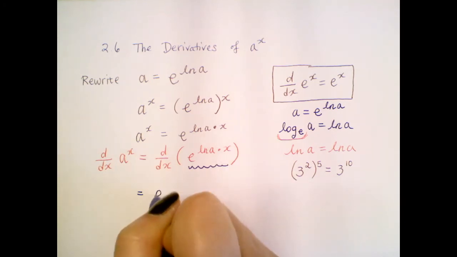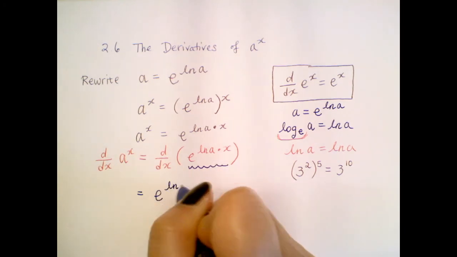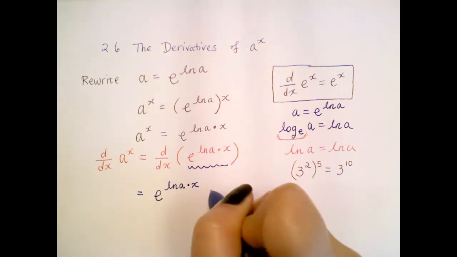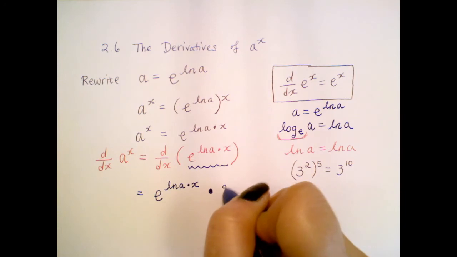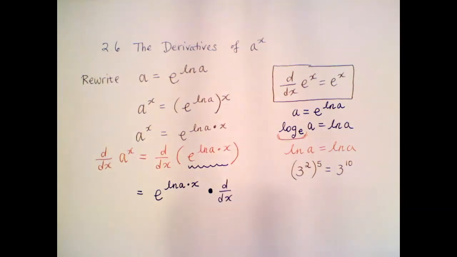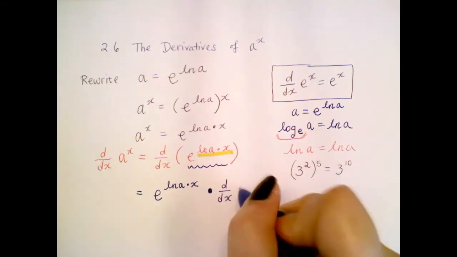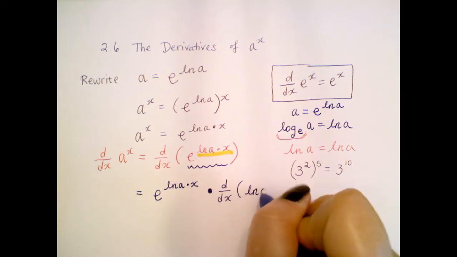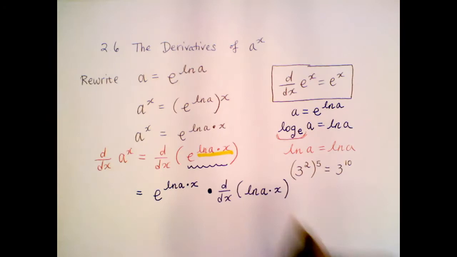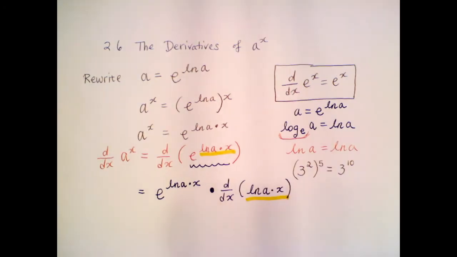That self, e raised to the ln a times x. And then we have to multiply this by the derivative of the exponent, which is this: the derivative of natural log of a times x. What rule are we using here? We're using the chain rule, right?